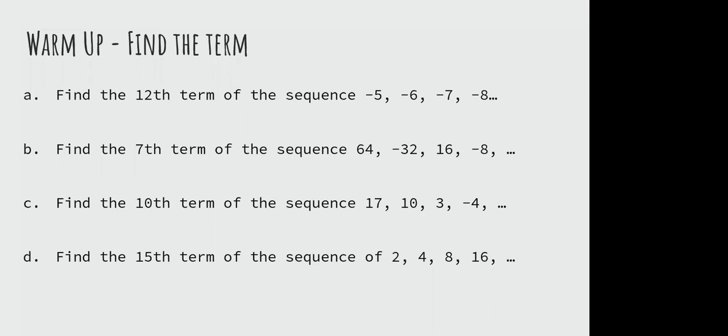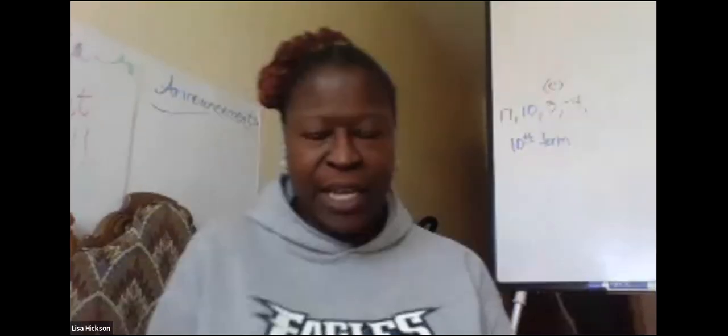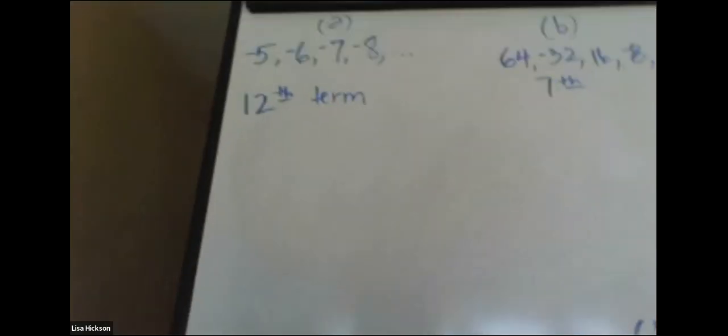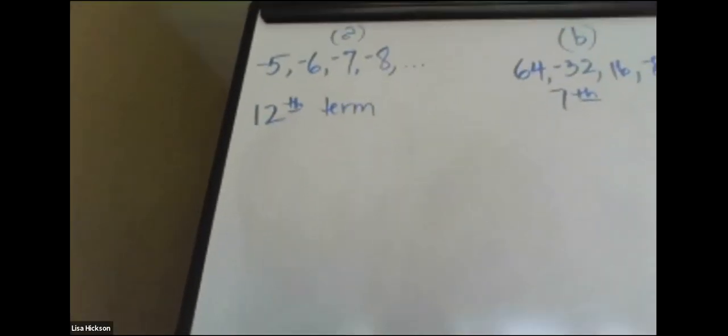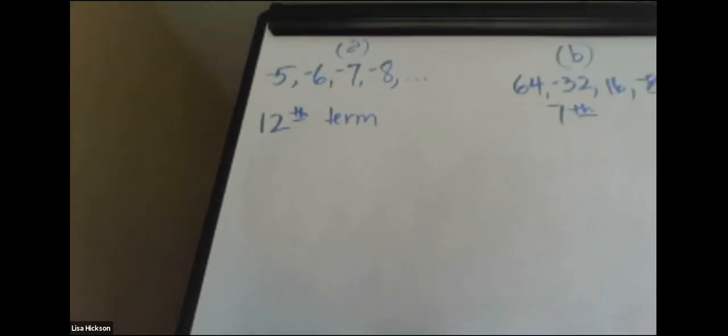And I'm going to stop the share because I wrote down the problem. So let me stop the share so y'all can see my screen. Okay. First of all, does anybody have any proposals? What is the 12th term of the first sequence? -5, -6, -7, -8. And we are looking for the 12th term. Anybody have any proposals? -20. You say -20? Yeah. All right.